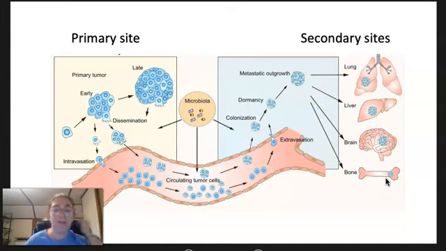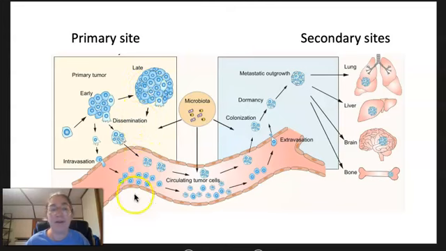And so someone who started with breast cancer may also then have cancer in their liver or their lungs or their brain, but it's not brain cancer, it's not cancer that started in the brain with brain cells growing out. It's a secondary site. It's a metastasis of the original breast cancer.